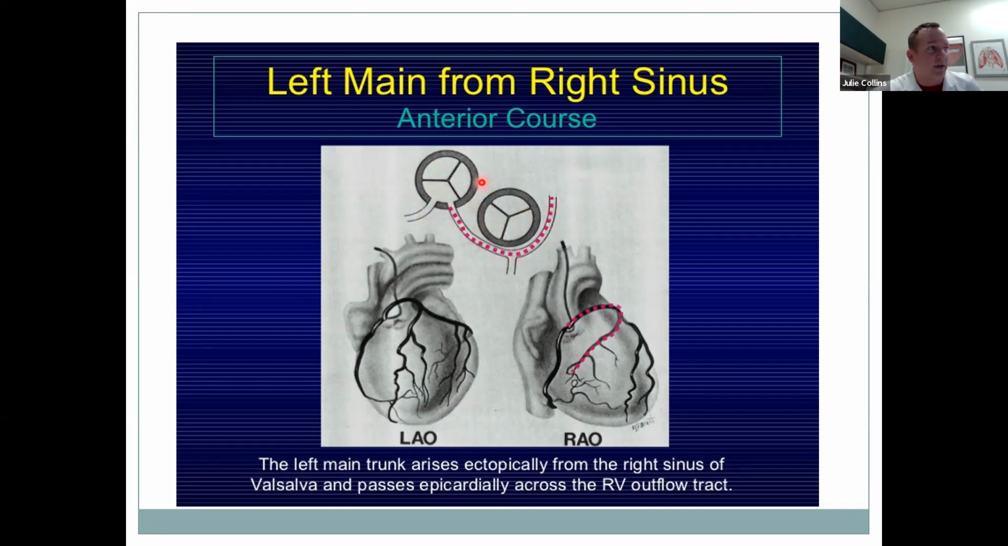So obviously the left coronary artery should be coming off the left coronary cusp. What do you think the problem is here? We see the anatomic problem. What do you think the physiologic problem is?